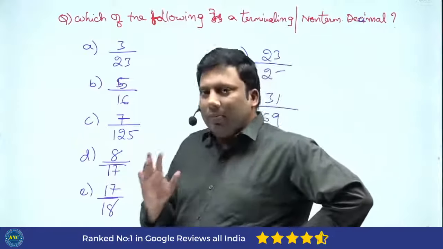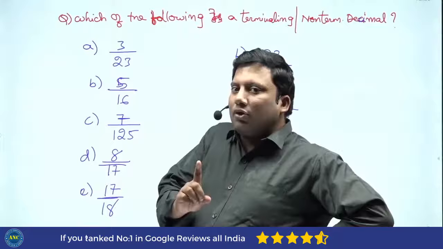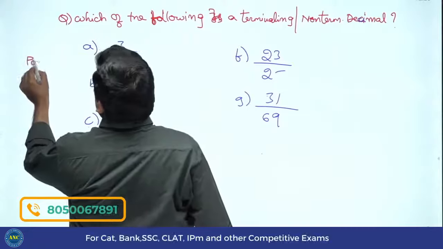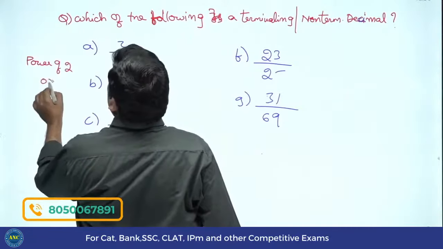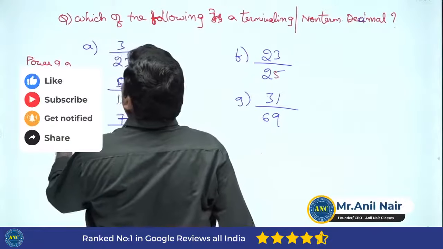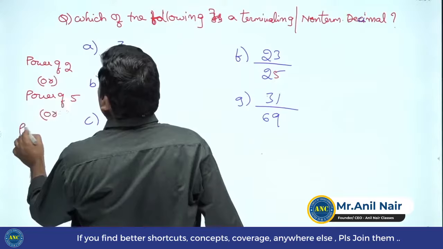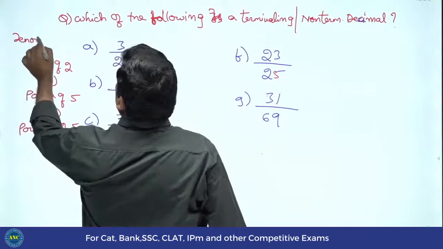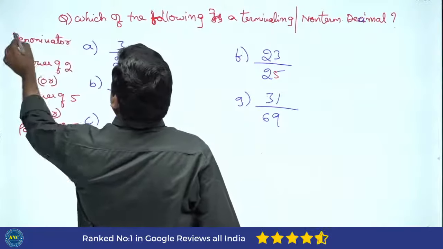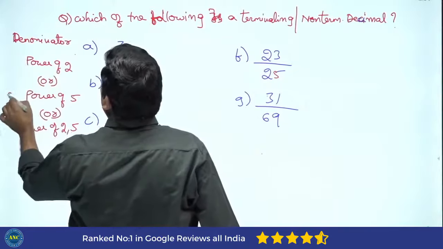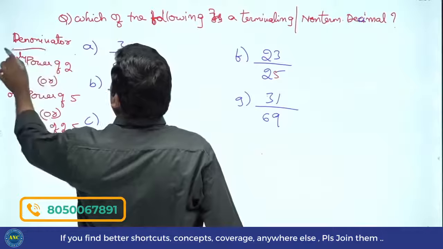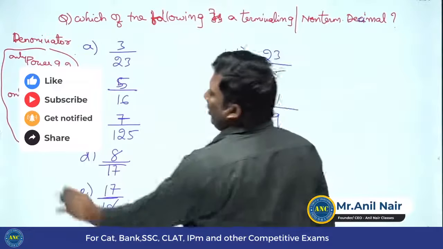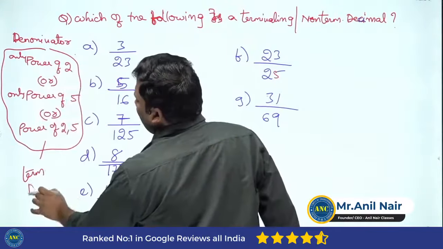A fraction will be a terminating decimal when the denominator is a power of 2 or a power of 5, or a combination of only powers of 2 and 5. If the denominator is only a power of 2, or only a power of 5, or only powers of 2 and 5, then only it will result in a terminating decimal.